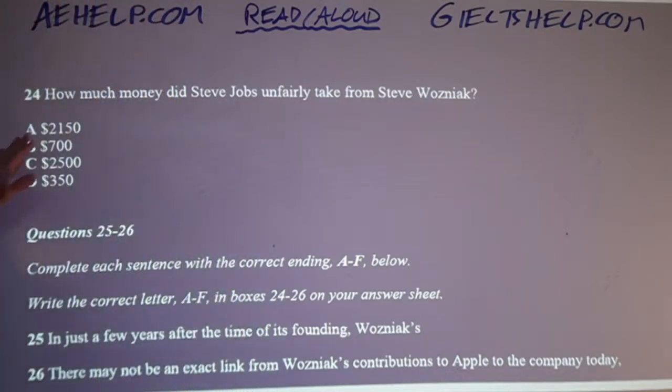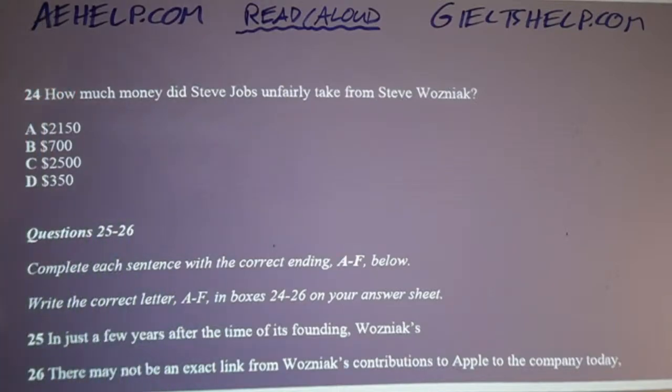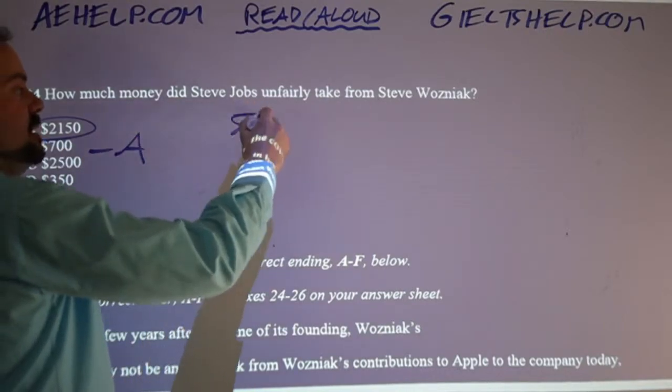Okay, so is it A, $2,150, B, $700, C, $2,500, D, $350? How much? Bakrat, very good. Jyoti, very good. So Bakrat says it's A. Paulo, Irfan, agree. Yeah, it's A, right? Because total they got 5,000 to split.